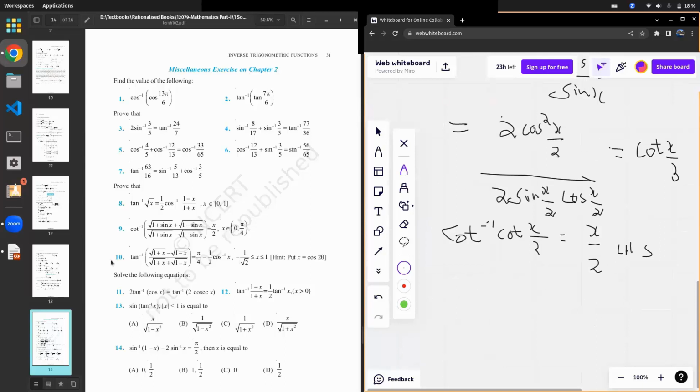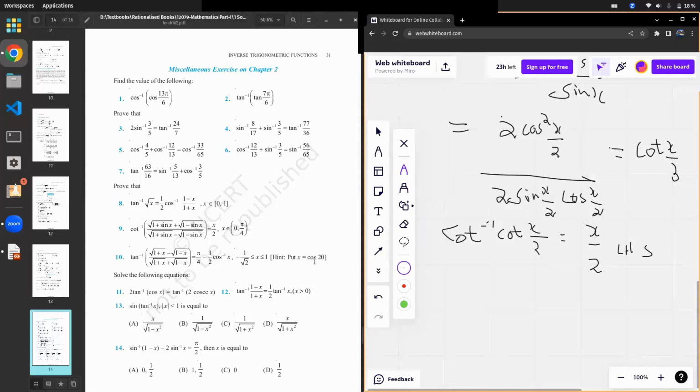So we move to the next question. In that we have to prove that tan inverse of (root of 1 plus x minus root of 1 minus x) divided by (root of 1 plus x plus root of 1 minus x) is equal to pi by 4 minus half into cos inverse x. We have been given the domain of x, and we have also been given a hint: put x equal to cos 2 theta.